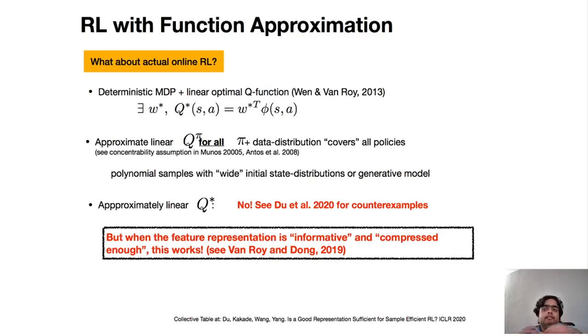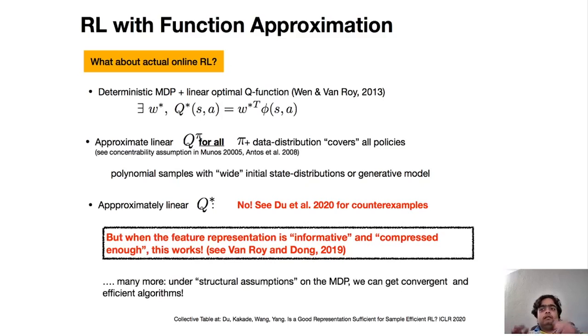So there's this other paper that shows that if your feature dimension is compressed enough, then it works. However, if it is not compressed enough, the Du et al. 2020 paper says that it does not work. So you need exponentially many samples in that case. And there are many more assumptions here which talk about different structural assumptions in the MDP, which you'll need to be able to find convergent or efficient algorithms here.